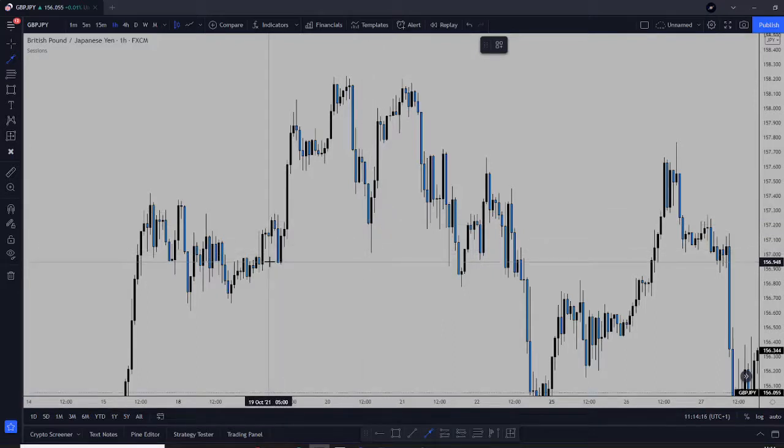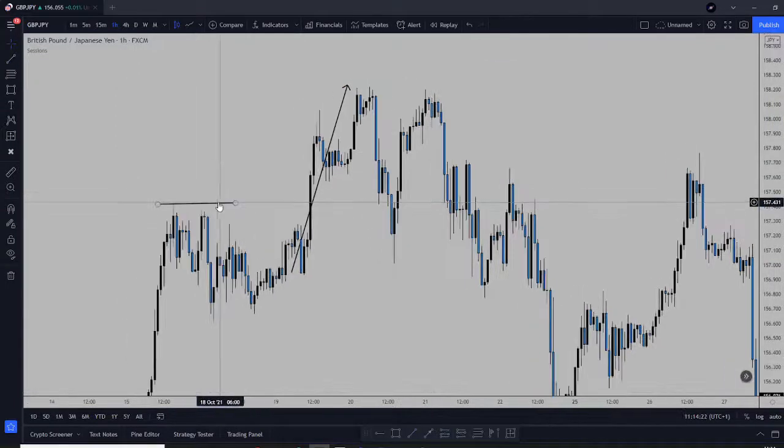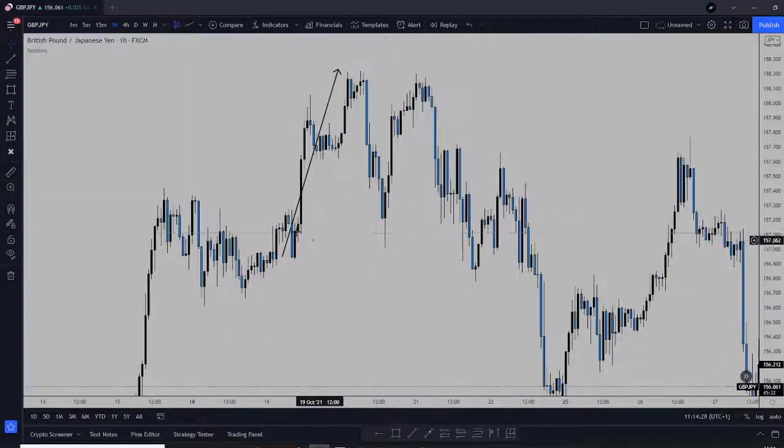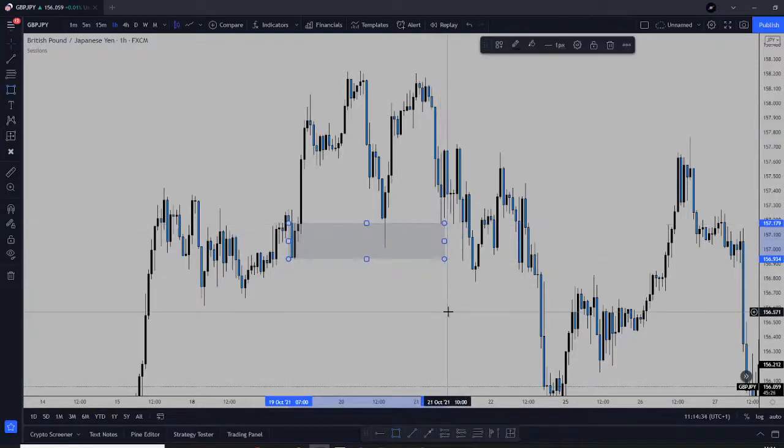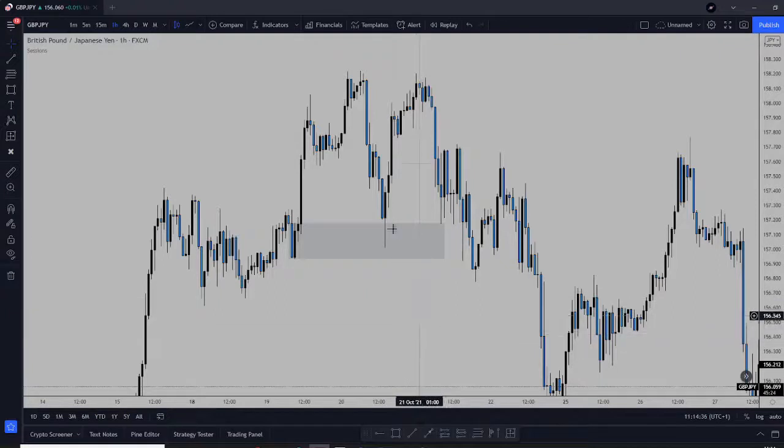Okay, so what are we looking at? Strong moves. Did it break previous structure? Yes. It broke this previous structure, it just broke all this previous structure. Is it valid? Yes. What do we do next? We draw the zone. Okay, this would be our zone. What do we do? We wait for price to come back to the zone.